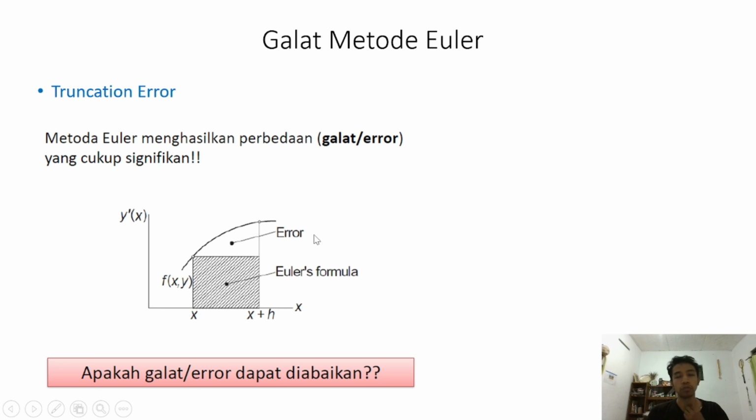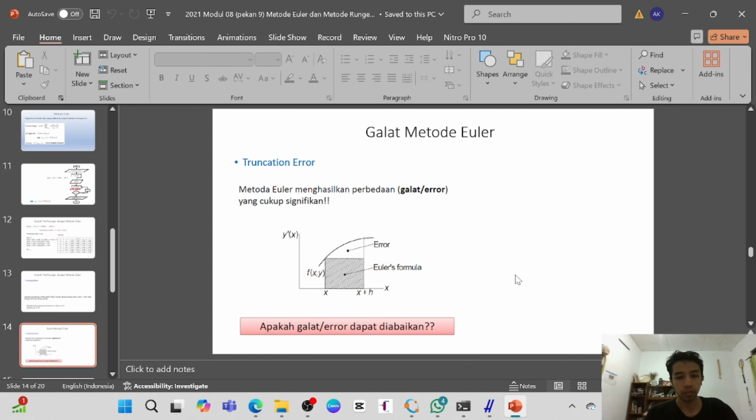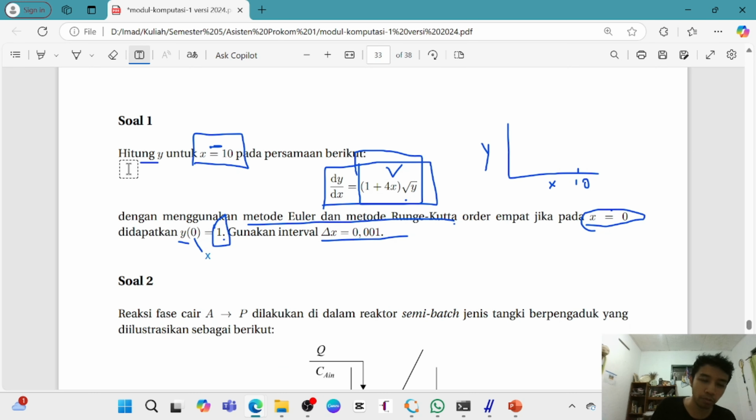Of course, if we use the Runge-Kutta method, the error is smaller than the Euler, like that. That's the visualization for this module. Now we jump into problem one.